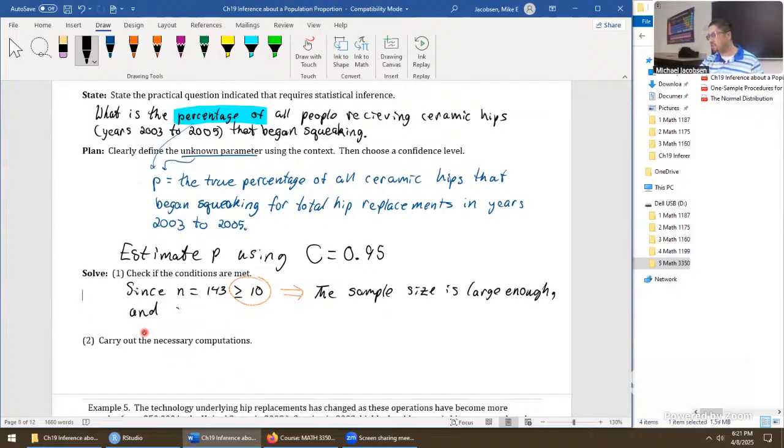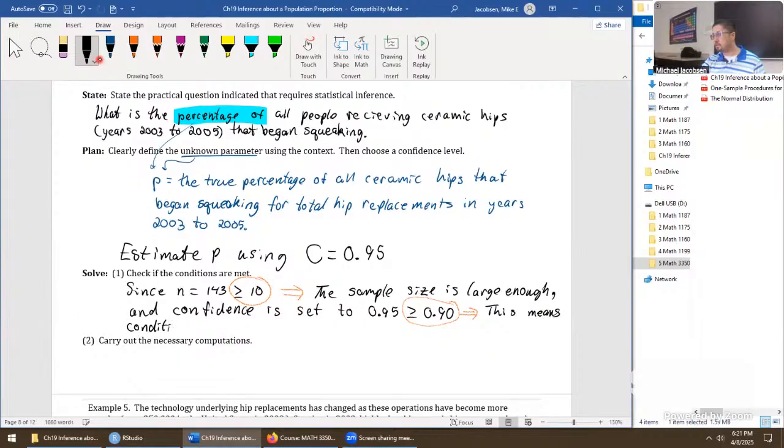We say confidence is set to 0.95, which exceeds 0.90. That 0.90 is the benchmark for meeting this condition. So from this part, this implies this means conditions are met. I mean, they're almost met.